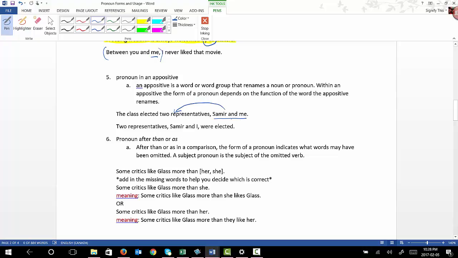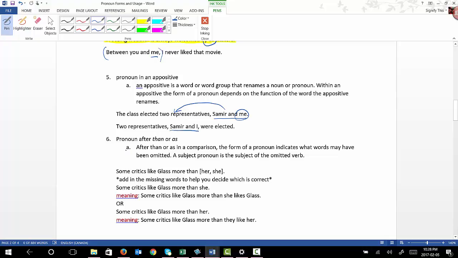Okay, so in this case, these representatives were elected, which means that they're receiving the action. Thus, you use the objective case, Samir and me. But if the focus of the names are being used as the subject, you would then put Samir and I were elected. Okay?